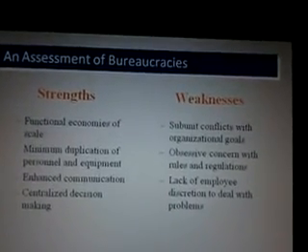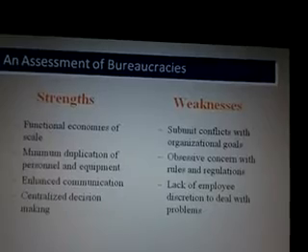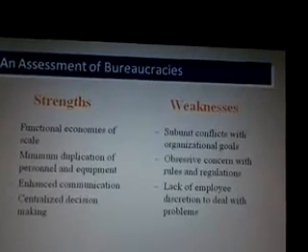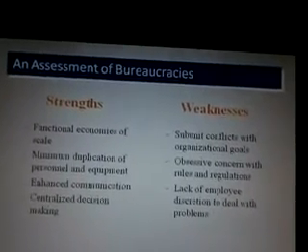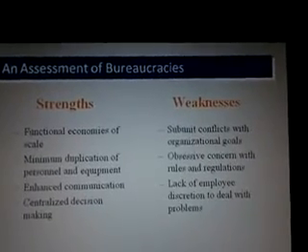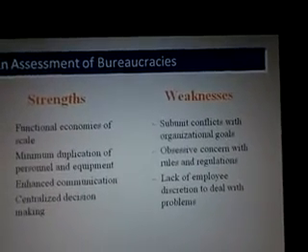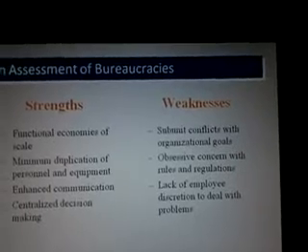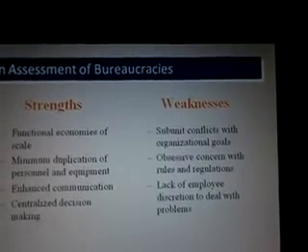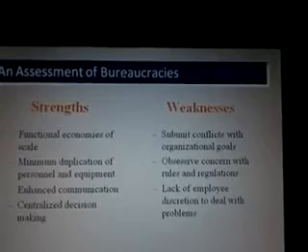Some of the weaknesses: subunit conflicts with organizational goals, obsessive concern with rules and regulations, and lack of employee discretion to deal with problems. Somebody's always passing the buck. Well, I've got to talk to my supervisor. They have to talk to their supervisor to handle a problem. Think of the government in this situation. Think of when you go to the DMV. What a horrible, miserable experience that is.